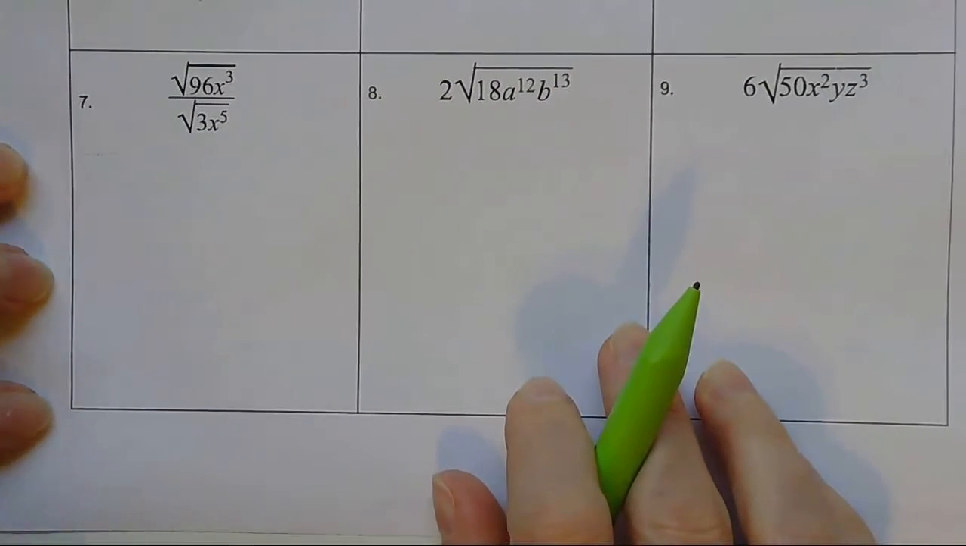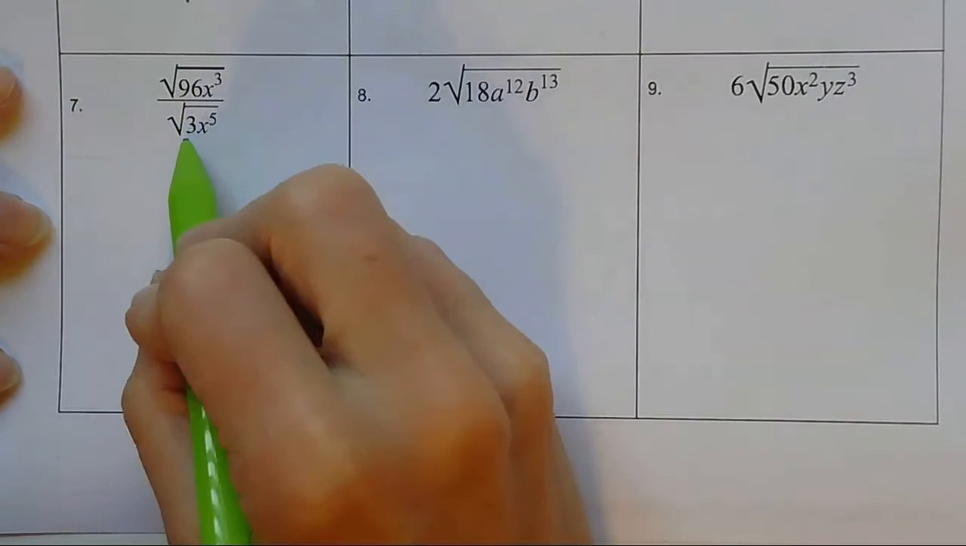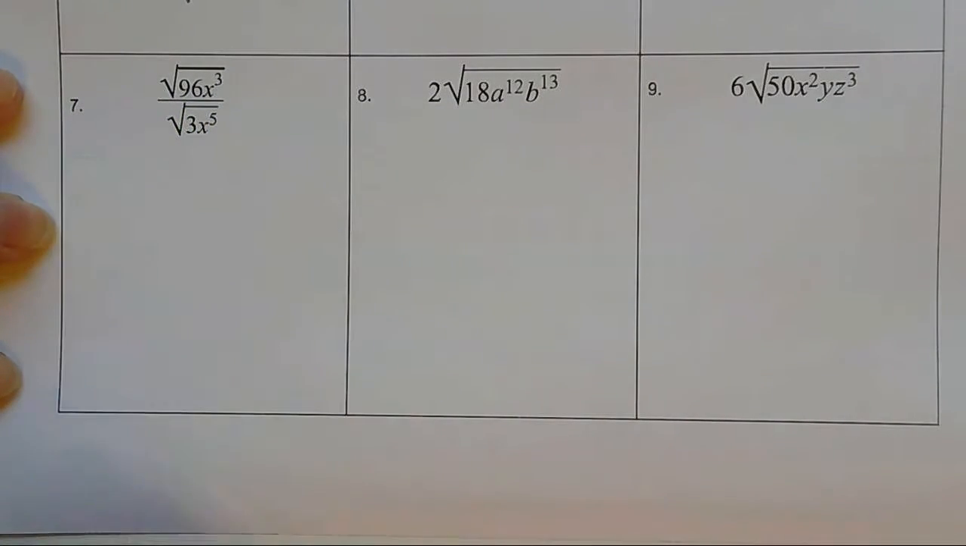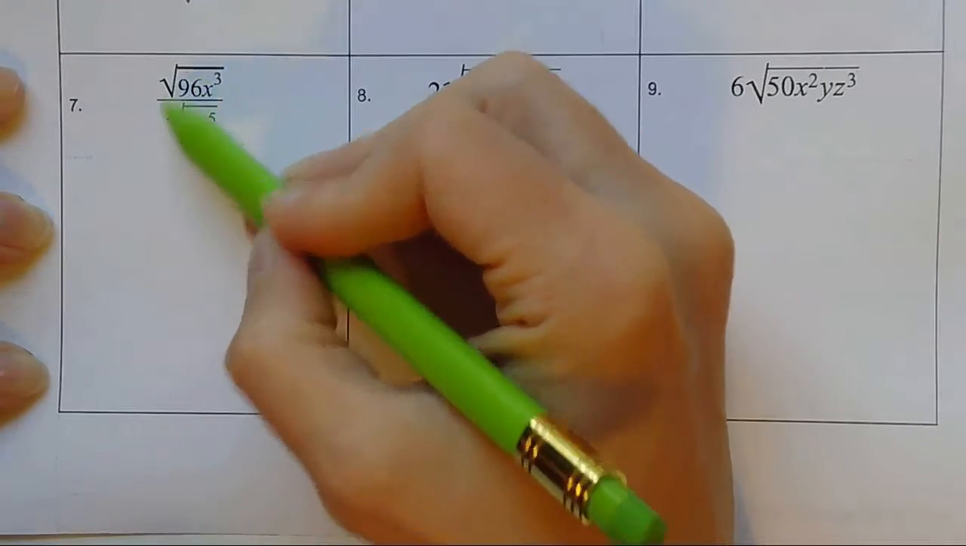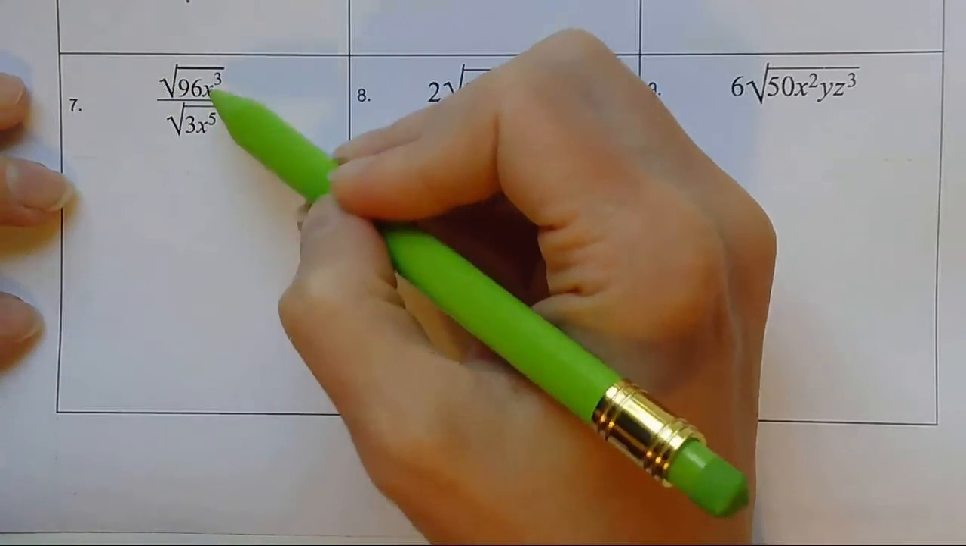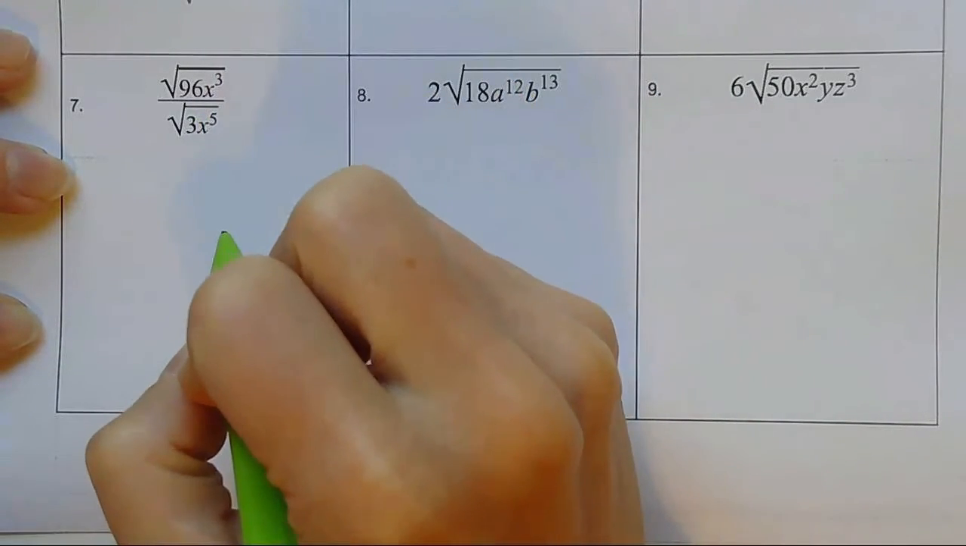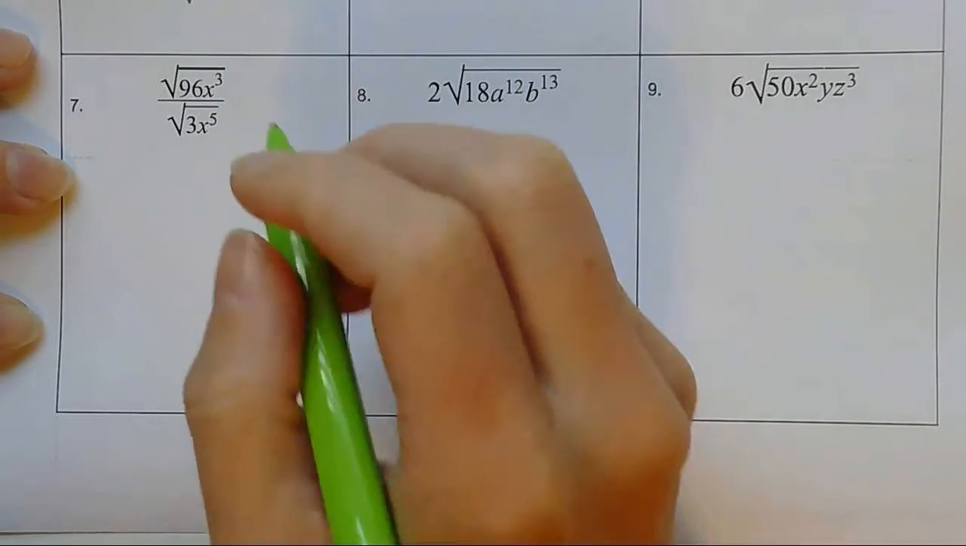All right, moving on down. This one, 96x cubed and 3x to the 5th. Don't forget we have that inside, outside rule. So these guys are all inside numbers. You can actually just kind of divide within those radicals. So, and we'll talk about rationalizing on Monday or Tuesday, whichever day it comes up.